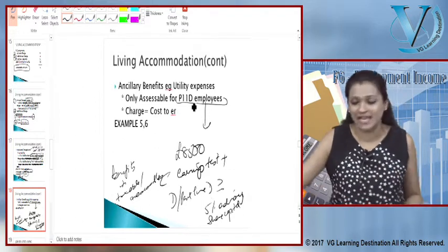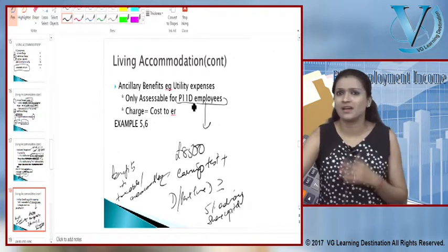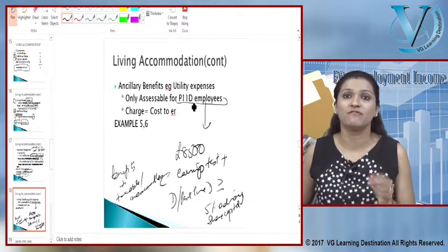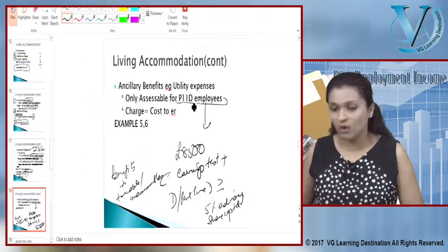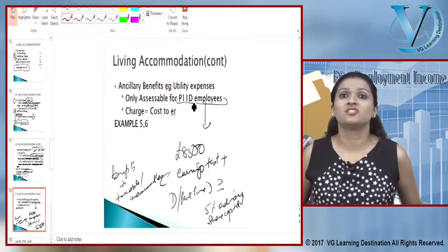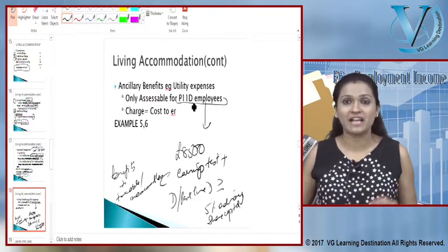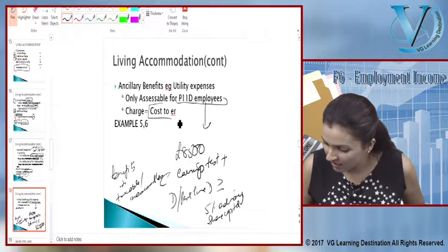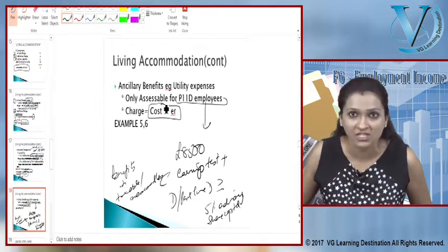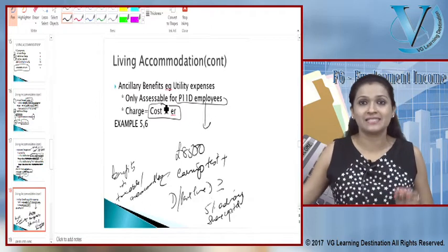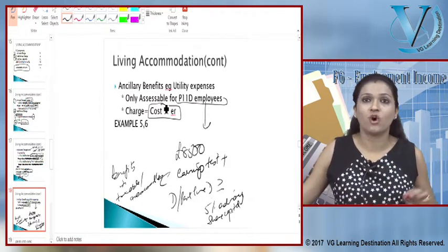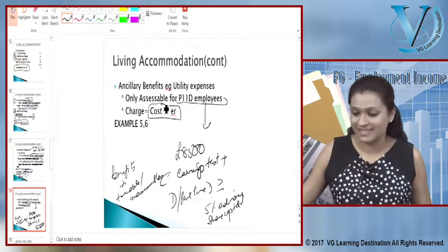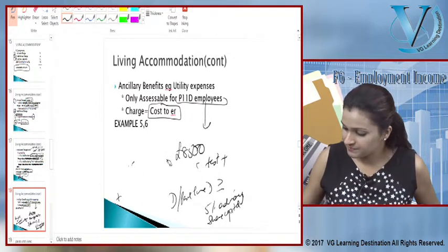So now ancillary benefits like the utility expenses, heating, water, lighting, council tax, all of these are utility expenses. They would be assessable only if you are a P11D employee. What is the charge that you're going to levy to them? The charge is going to be the amount of cost it has actually cost the employer himself. So the cost to the employer himself is the amount that you're going to charge as an ancillary benefit charge onto the living accommodation that you're going to charge from the employee. So basically, let's quickly run through it again.